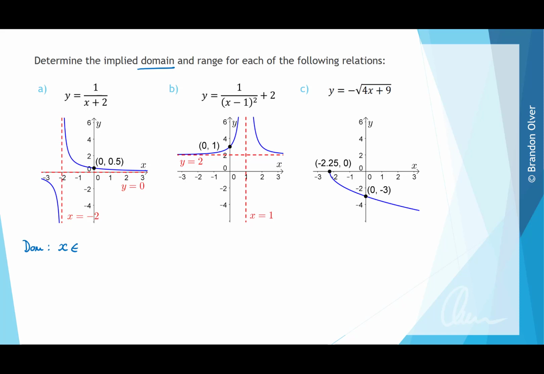So we can say x is an element of -infinity not included to -2 not included, union with -2 to infinity. A more concise way of writing that might be x is an element of the real numbers excluding -2.